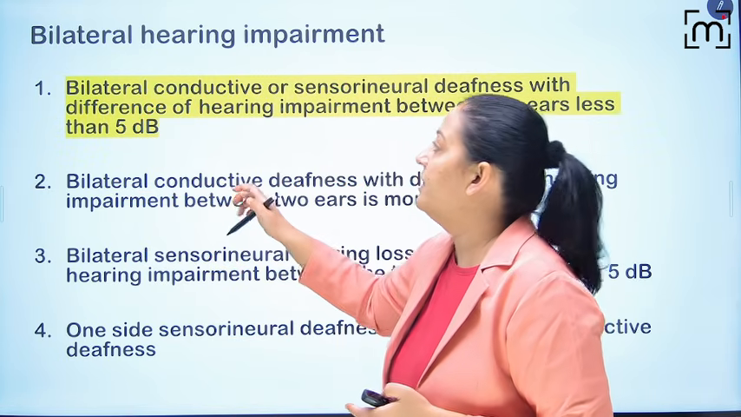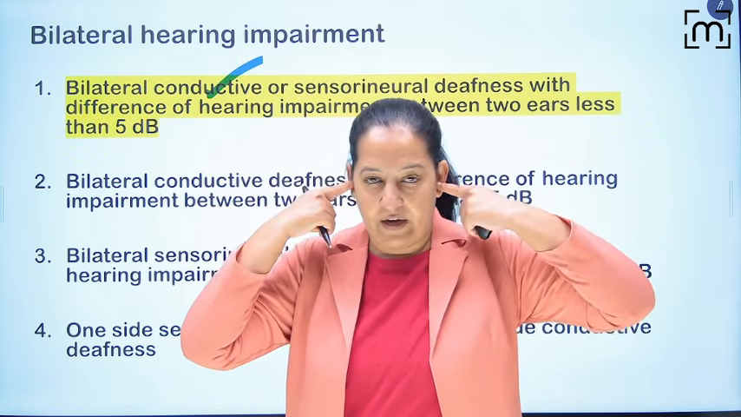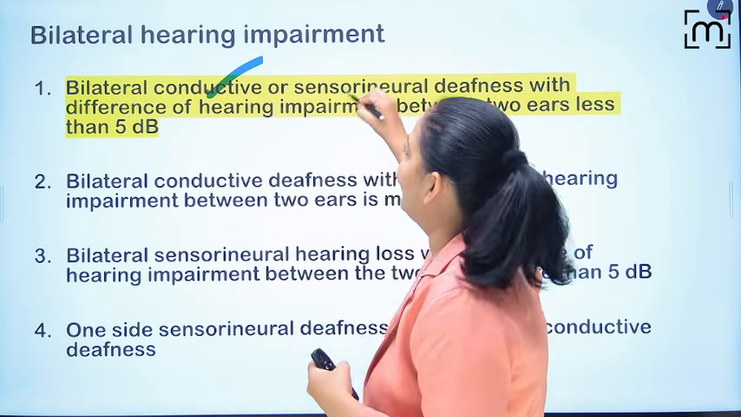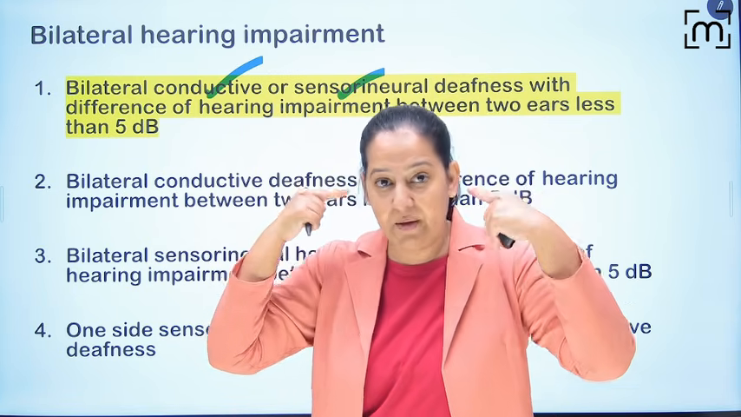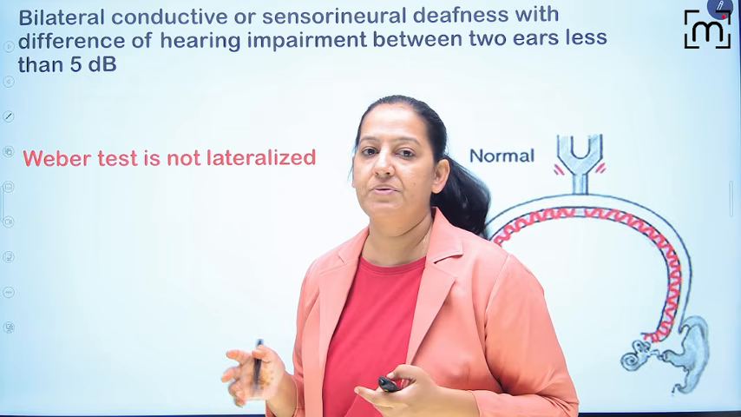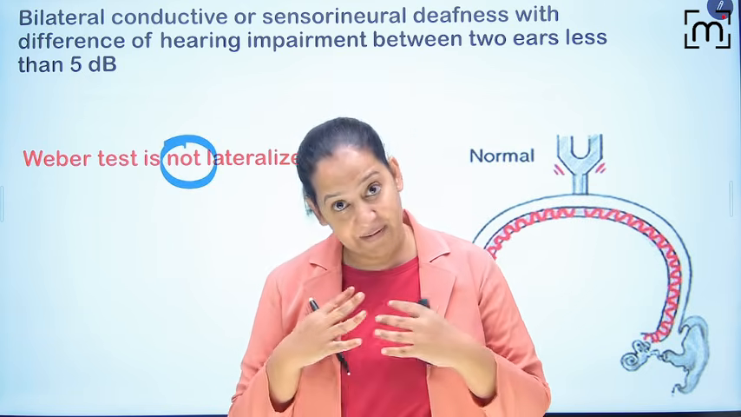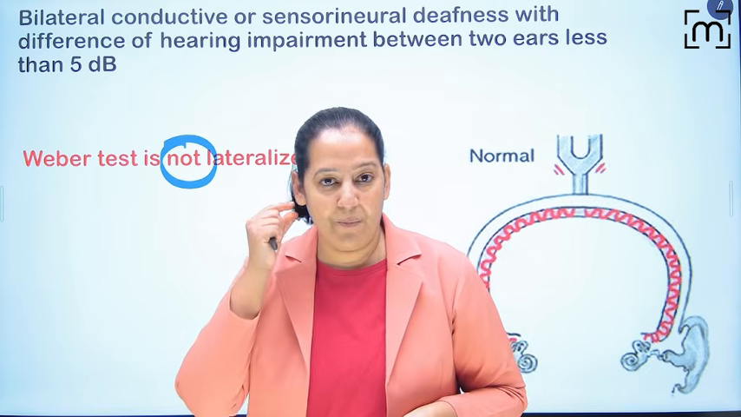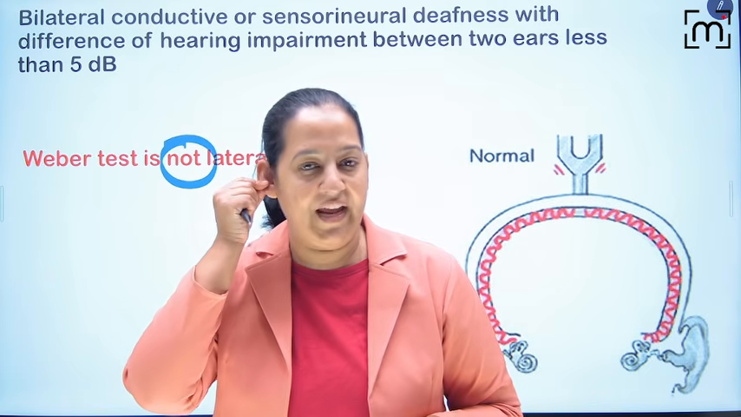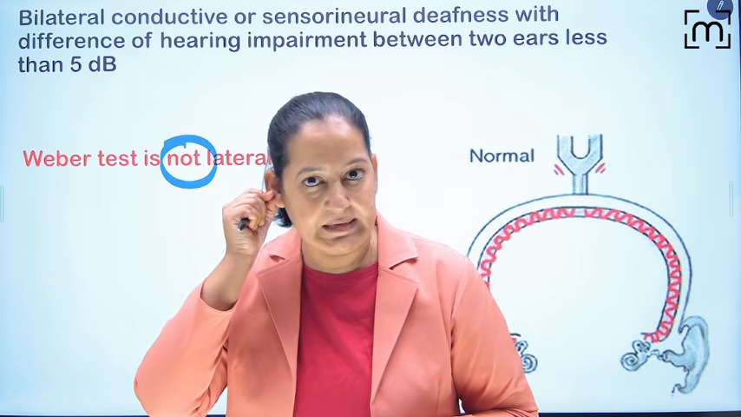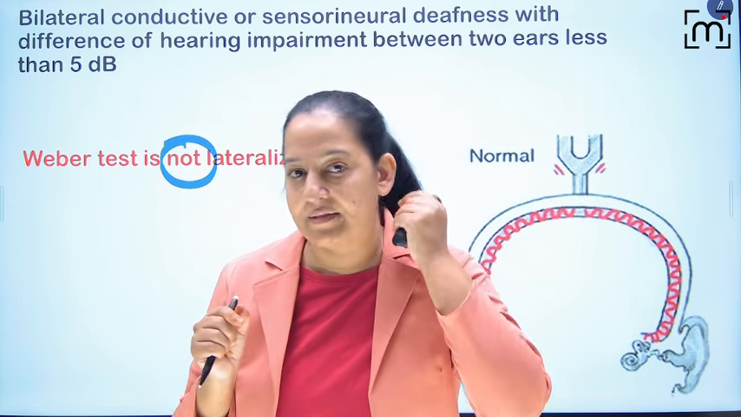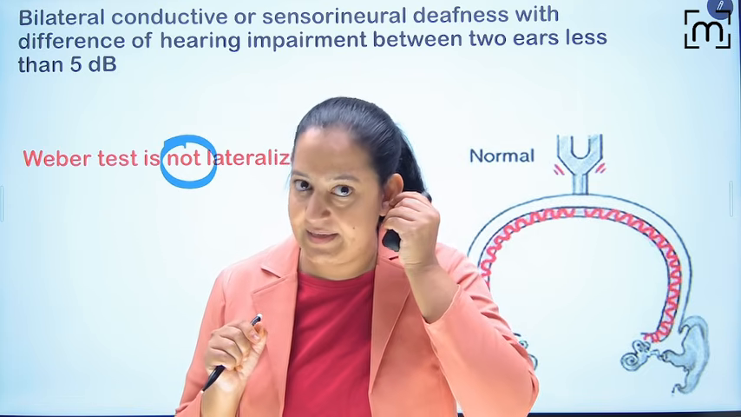Okay, the first condition, bilateral conductive. I'm having bilateral conductive deafness, or I'm having bilateral sensorineural deafness, but the difference between my deafness is less than 5. So it cannot be detected with Weber. Weber is not lateralized. Okay, I'm deaf, but Weber is not lateralized. Suppose I'm having 50 decibel deafness in this ear, and 52 decibel deafness in this ear.